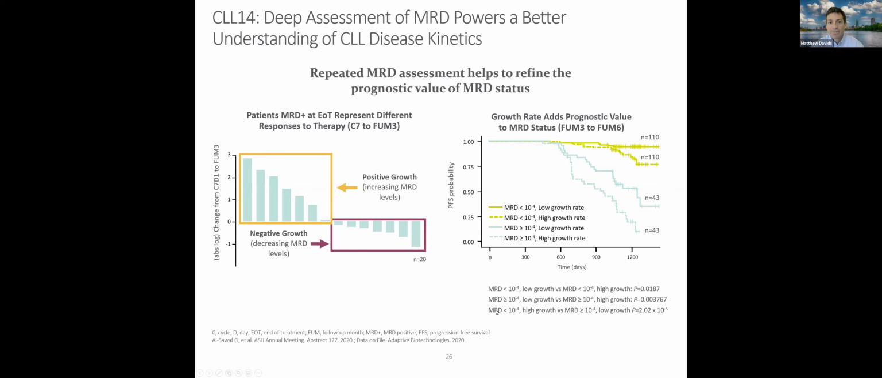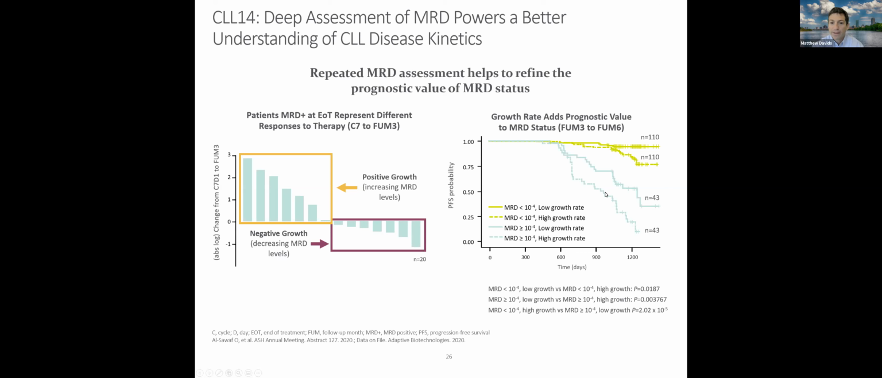So I won't get into too much depth here because this starts to get a little bit more nuanced, but just to highlight that one of the things we're doing now in trials is not just looking at MRD at a single time point, but looking at MRD over time and how it changes. We're also finding that there are patients who have so-called positive growth of their CLL while on treatment, and patients who have negative growth. What that means is that the positive growth patients actually have increasing levels of MRD despite being on treatment. Negative growth is patients where the MRD level is decreasing while they're on treatment. So that's obviously a preferred situation.